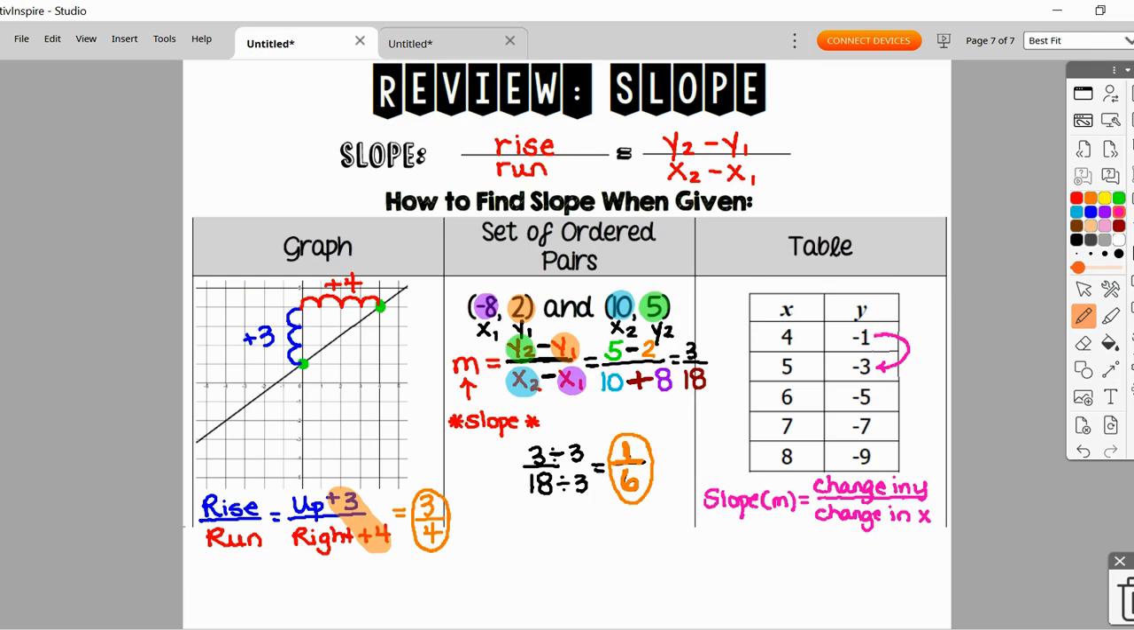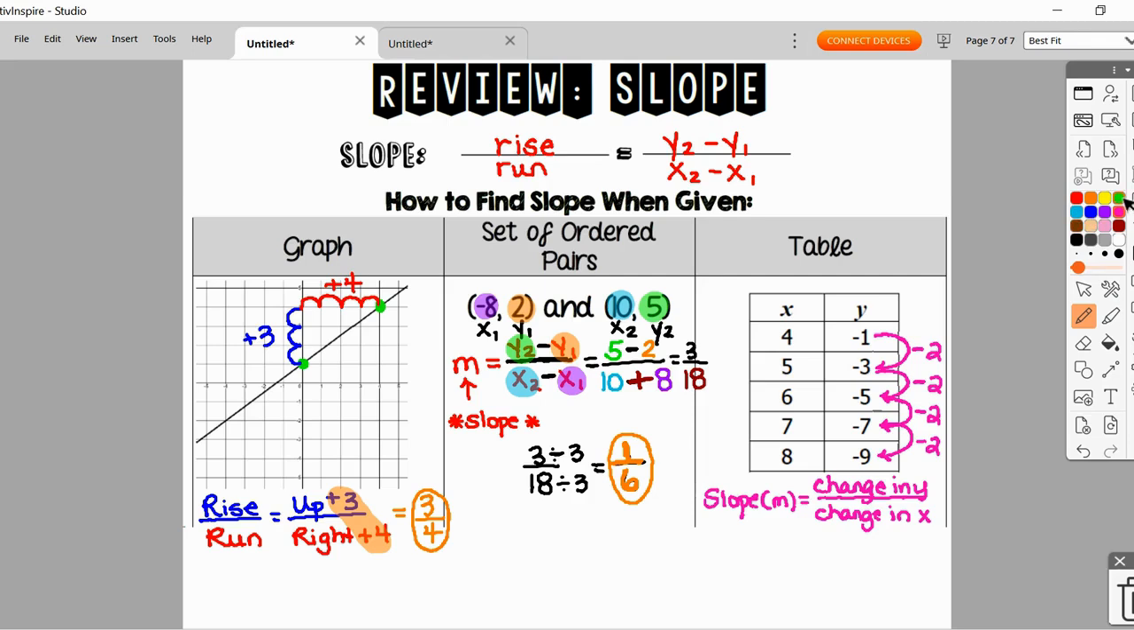In order to get from -1 to -3, I have to subtract 2. In order to get from -3 to -5, I have to subtract 2. In order to get from -5 to -7, I have to subtract 2. And in order to get from the last terms in my table, -7 to -9, I have to subtract 2. You want those to all be the same. If they are not, they will still simplify to the same slope as long as they're making a line. So that's what's pretty cool.